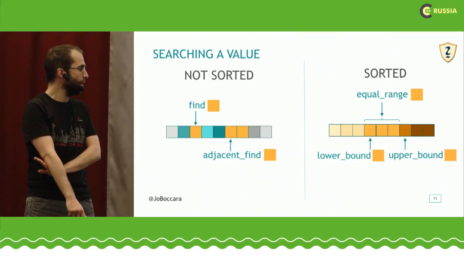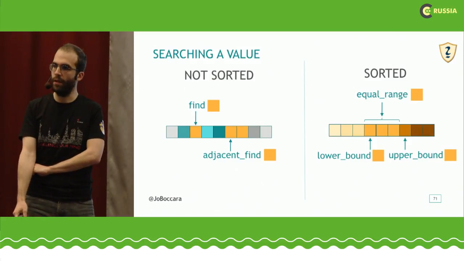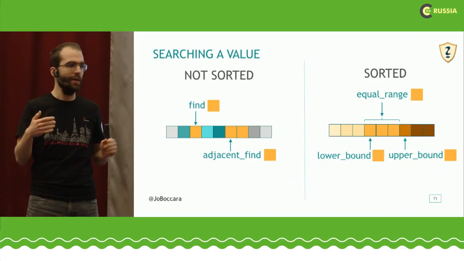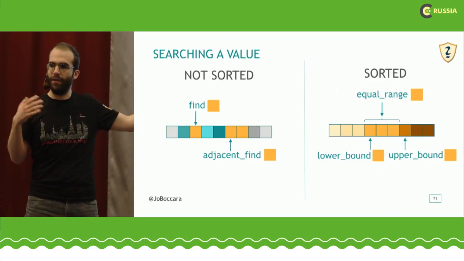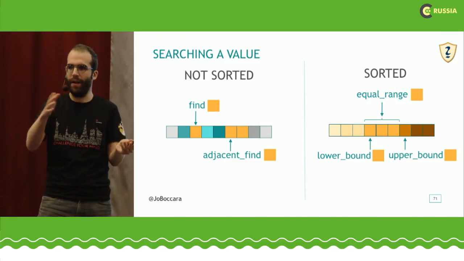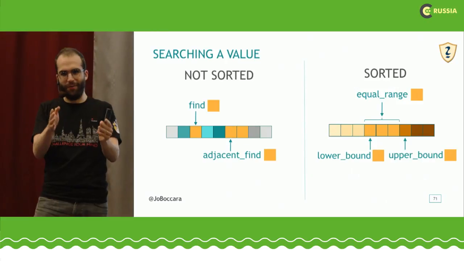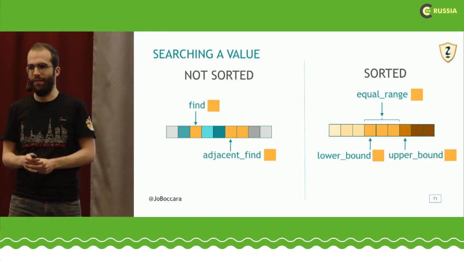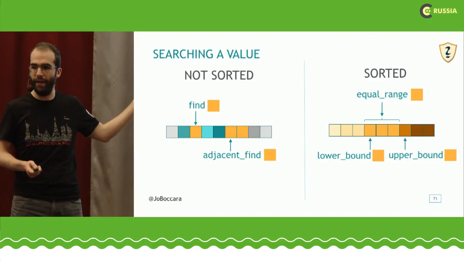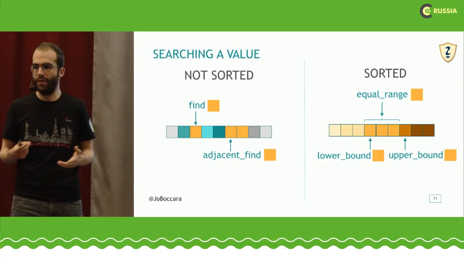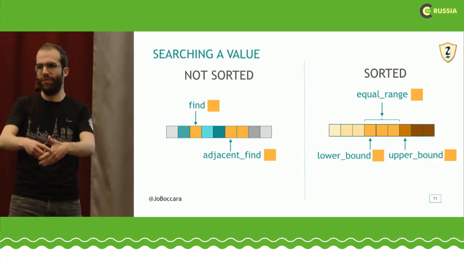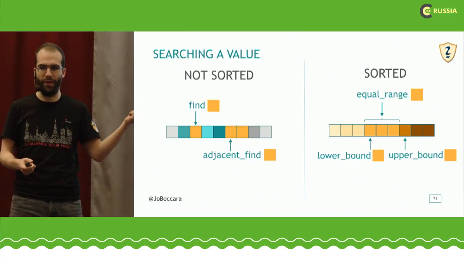Now, there are lower bound and upper bound, which are not really for searching a value, but rather to search a position, like where would the orange value be located if it was there? Lower bound would give the value at the left of the existing orange value, and upper bound at the right of the existing orange values. But if there's no orange value here, lower bound would not return the end like find does. So it's not really easy to use just for searching something that would be equal range.